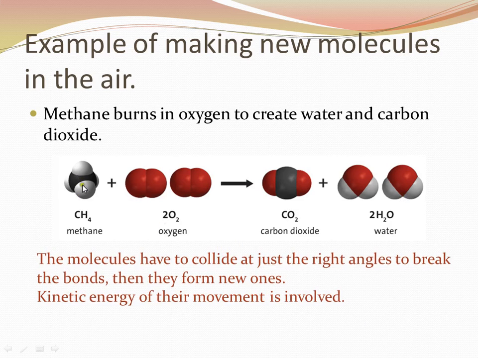Now, the methane and the oxygen have to collide at just the right angle to break these bonds, because if you'll notice in this picture, the atoms get rearranged into the carbon dioxide and water. So the oxygen and methane molecules have to collide at just the right angle to break those bonds, but they also have to have a certain amount of energy in that collision.